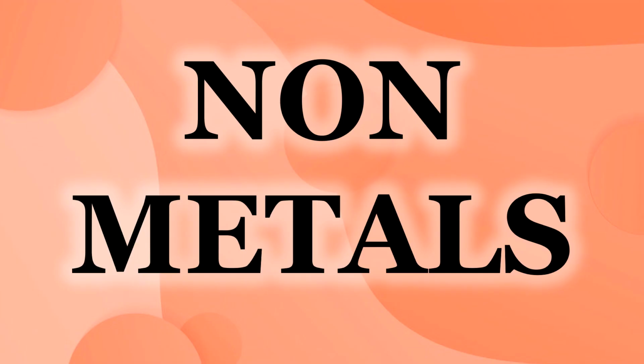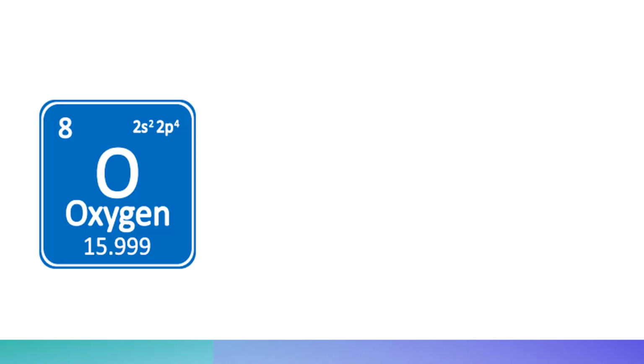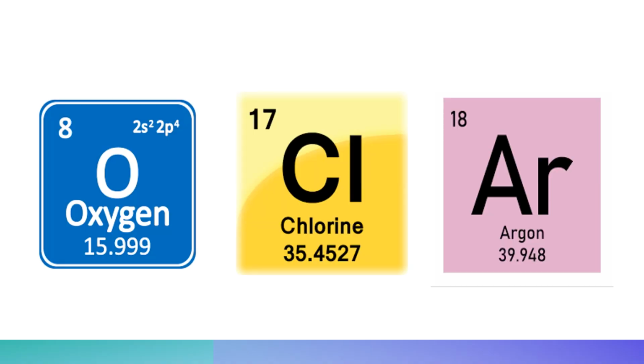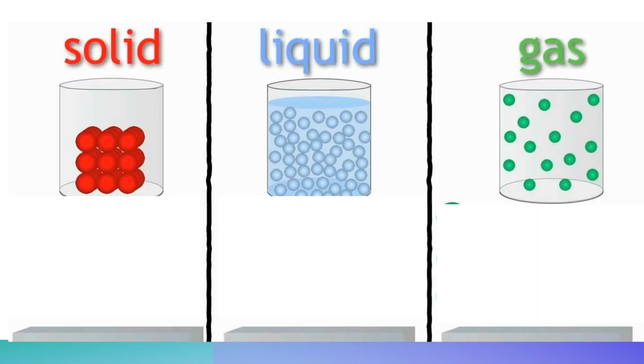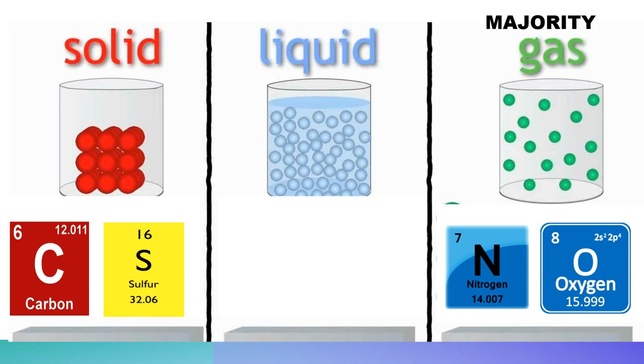Nonmetals are those elements which do not exhibit the metallic characteristics. Some examples of nonmetals include oxygen, chlorine, and argon. Nonmetals exist in all three states of matter. The majority are gases such as nitrogen and oxygen. A few are solids such as carbon and sulfur.